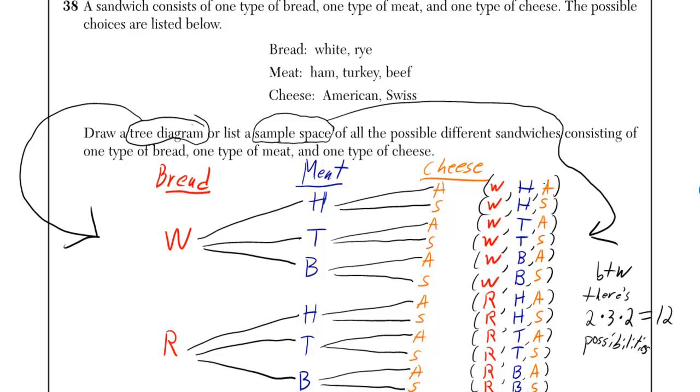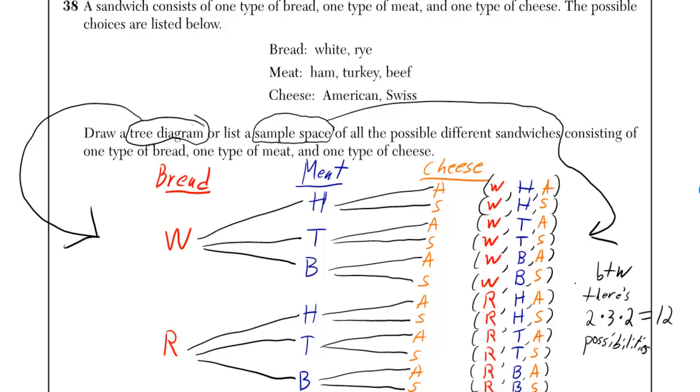White, ham, American. White, ham, Swiss. White, turkey, American. White, turkey, Swiss. And you could keep going like that. And how many are you going to get? Well, if we said 2 times as many for each of the six, then 12. By the way, you could have just done 2 times 3 times 2 is equal to 12 possibilities.